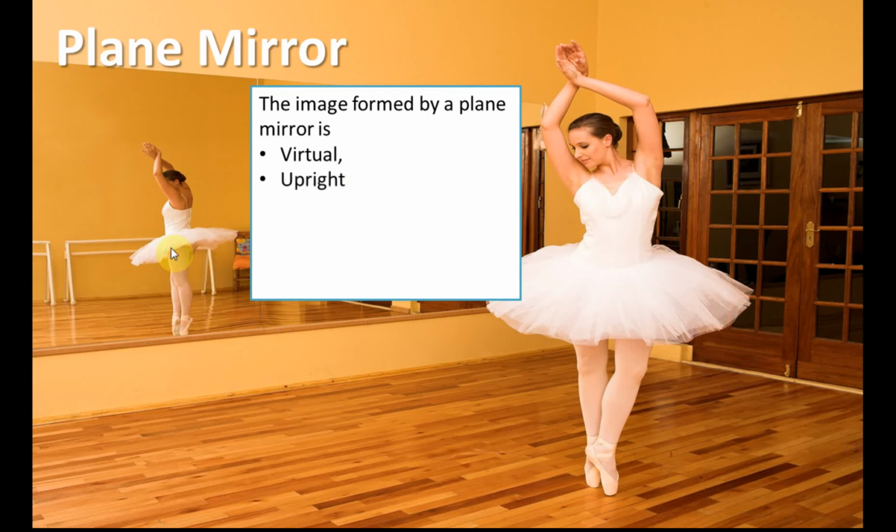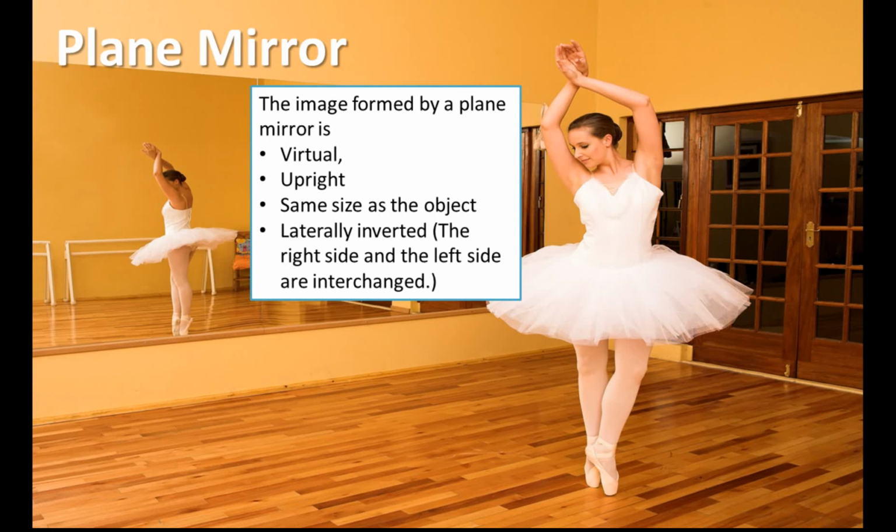And it's upright. Okay, upright means that it's not upside down. And it has the same size as the object. And the last one is laterally inverted. Laterally inverted means that the right hand becomes the left hand and the left hand becomes the right hand. The right side and the left side are interchanged. So these are the characteristics of the image formed by plane mirror, and you need to remember this because this can be asked in your exam, especially in paper 1.